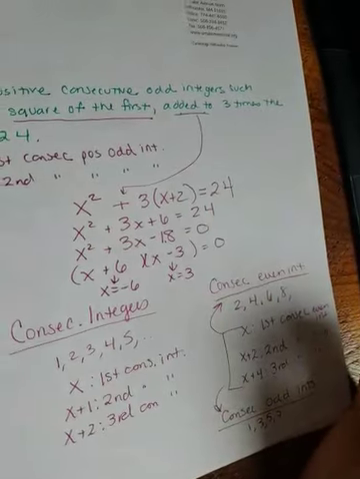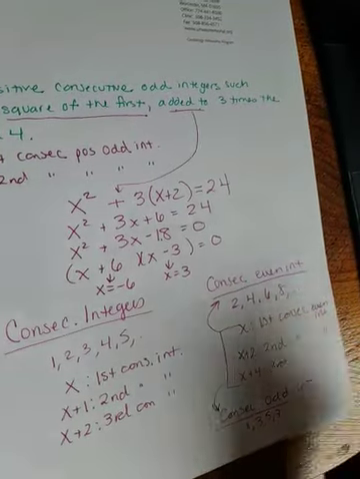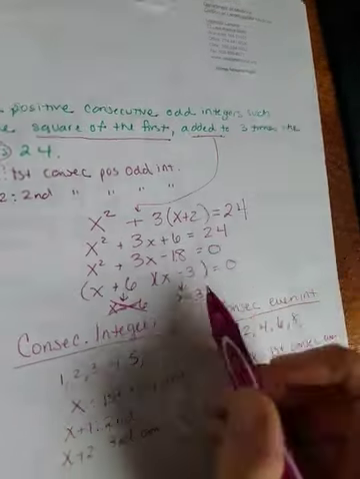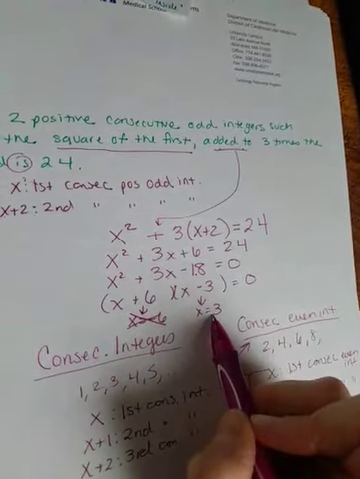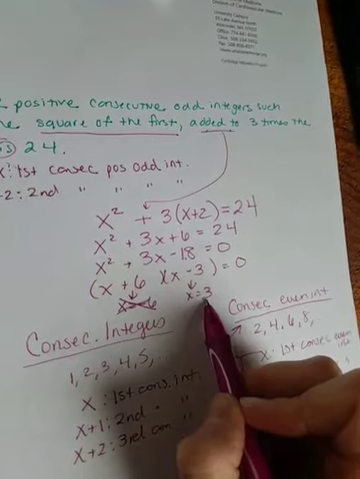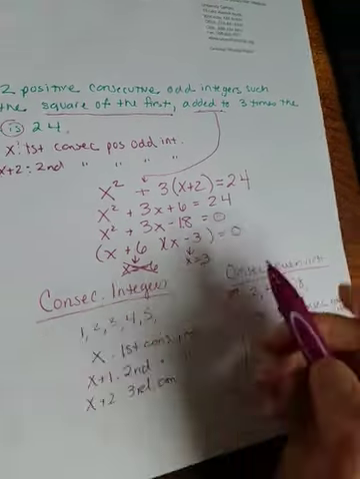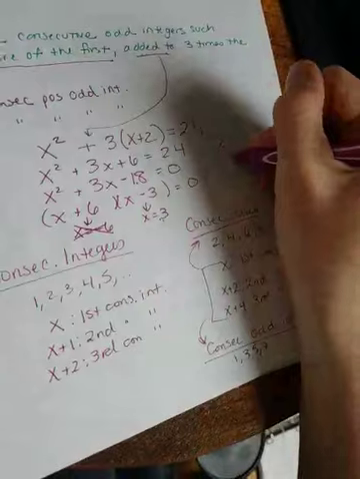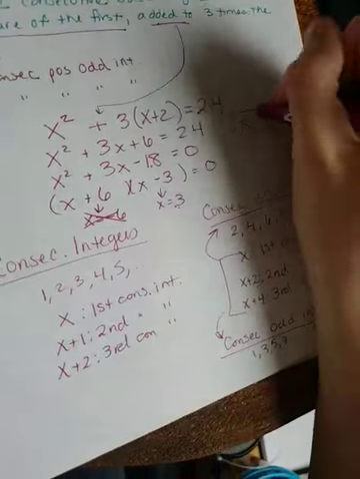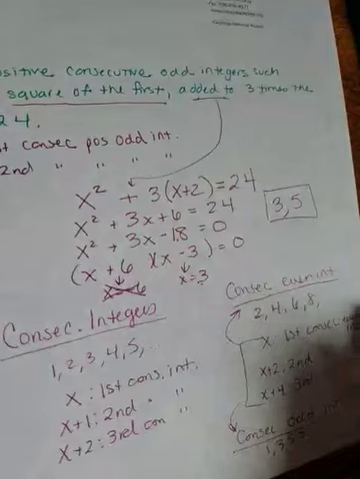Okay, remember though that first of all we wanted positives, so negative 6 is out. And let's just check, is 3 a positive odd integer? Yes. So the question was find 2 positive consecutive odd integers. So 3 is the first one. What's 3 plus 2? 5. So your answers are 3 and 5.